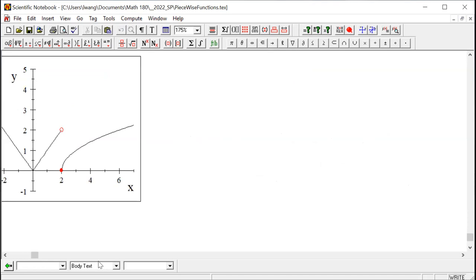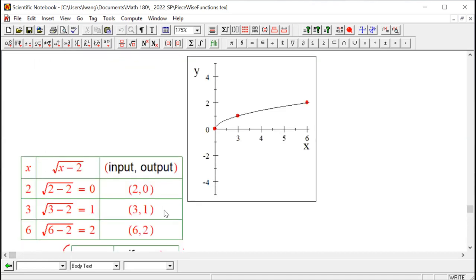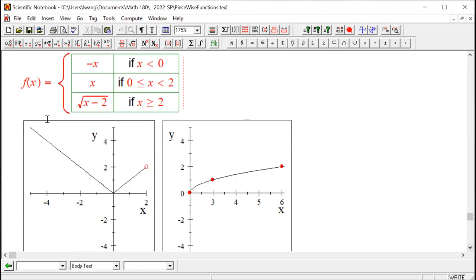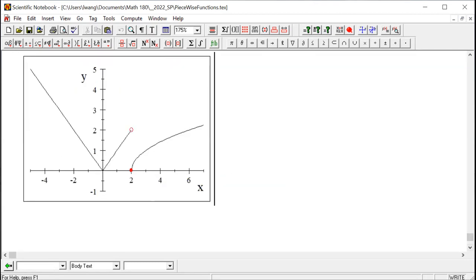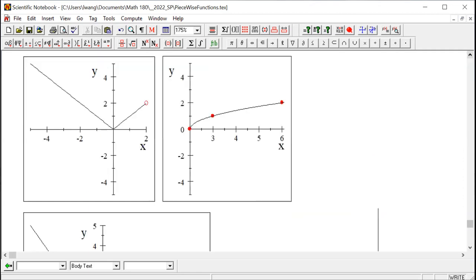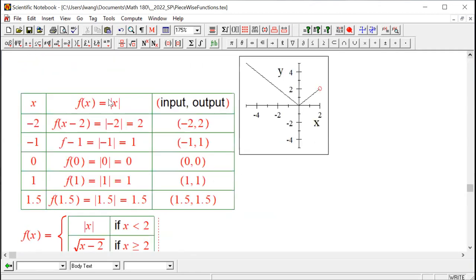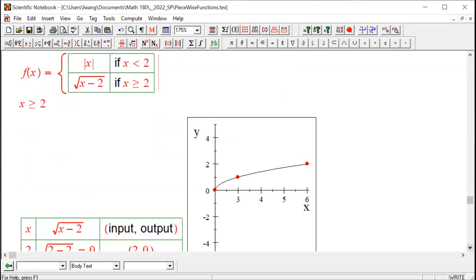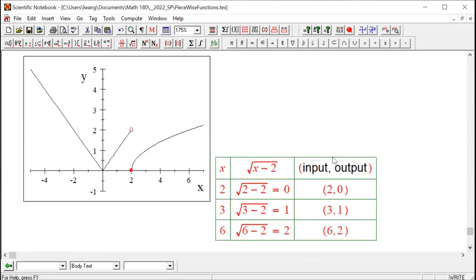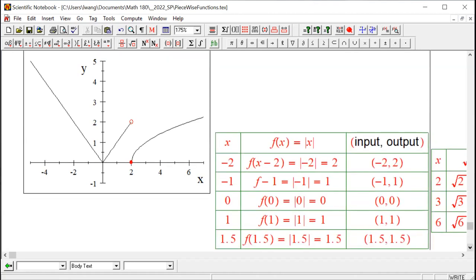The reason I want to do that is because I want you to reflect on how we have plotted the points. This is a table we did for the second piece, and there's another table we did for the first piece. Even though we're pretty familiar with graphing these functions, you really need to understand that. And you can put these two pieces together. So that's what I'm going to do.